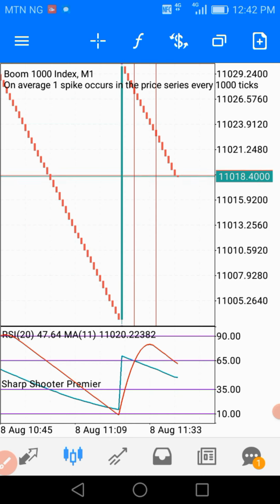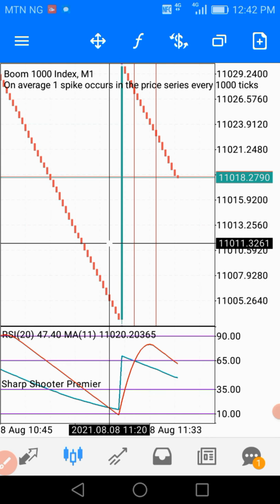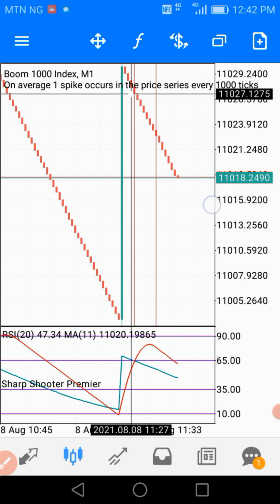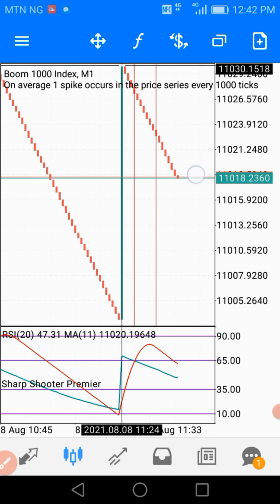So how do you trade with this strategy? Now, first and foremost, we are looking at spike. You want it to spike. Whenever it spikes like this, it is almost like the unbeatable VIP strategy, but this is a Sharp Shooter because it gives you a quicker entry.